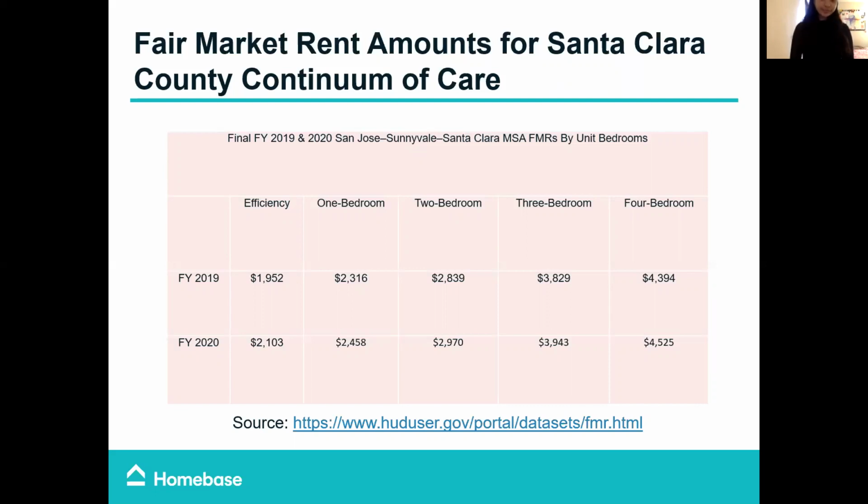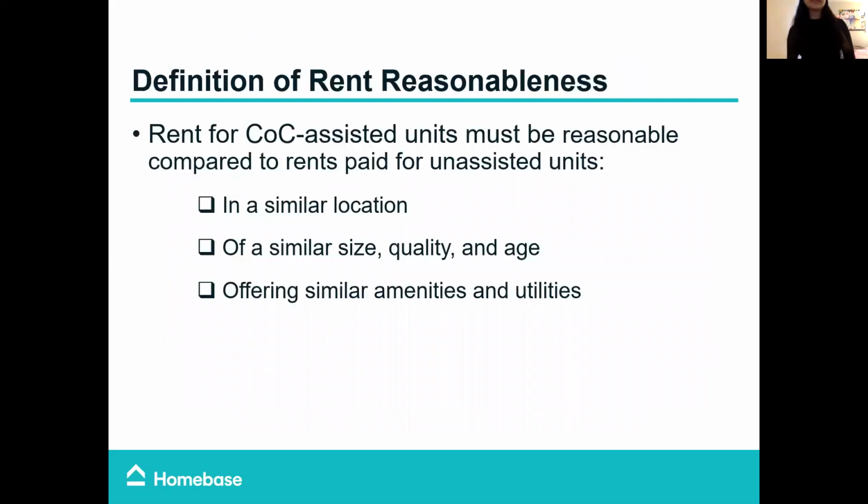Next slide, please. So now we'll cover the definition of rent reasonableness, which, as the name would suggest, means that rent for CoC assisted units must be reasonable compared to rents paid for unassisted units that are in a similar location, that have similar size, quality, and age, and have similar amenity and utility offerings.